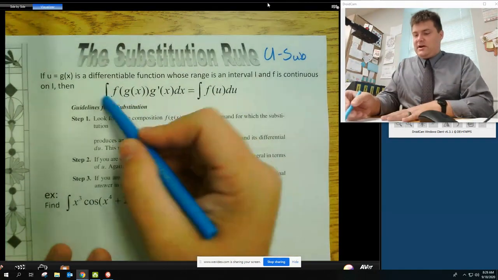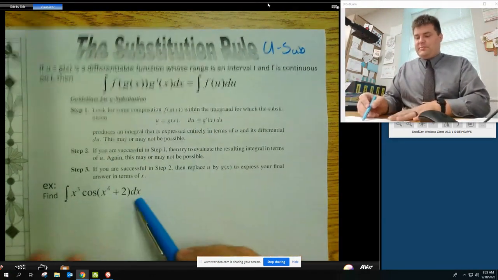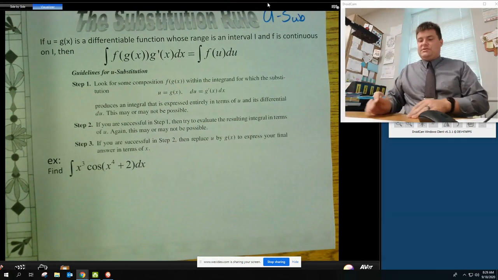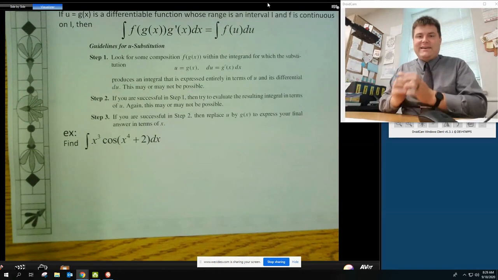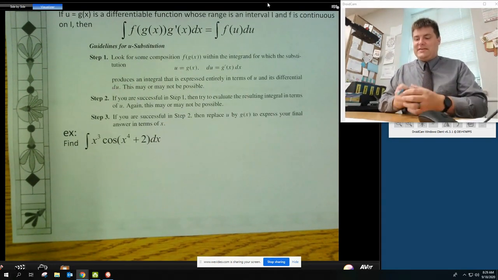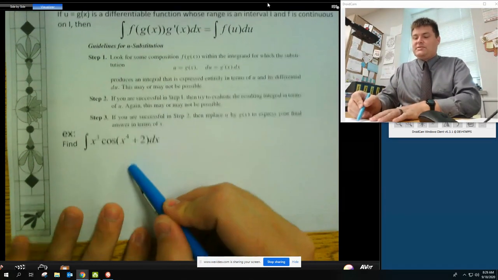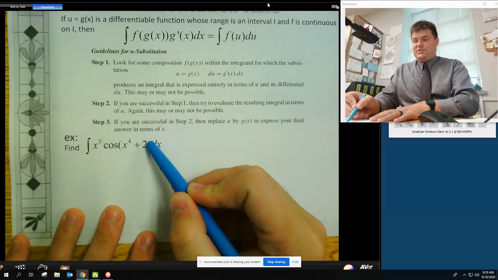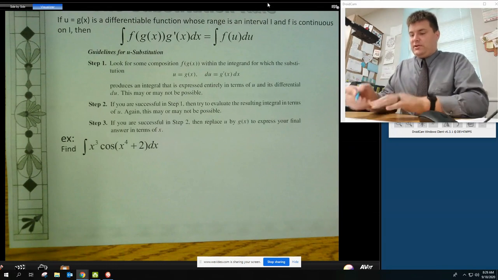So here are some guidelines for U-sub, and you can read through this on your own because I'm really going to tackle this problem, and I'll refer back to this as I can. For U-sub, what you want to do is look for an inside function, something that's on the inside of something. Then you're going to take the derivative of that inside function, and that's what's going to happen right here. So step one, let's go ahead and look for that inside function.